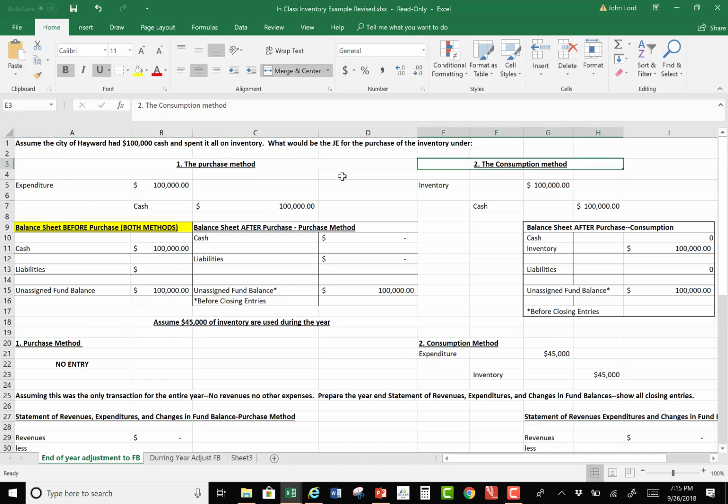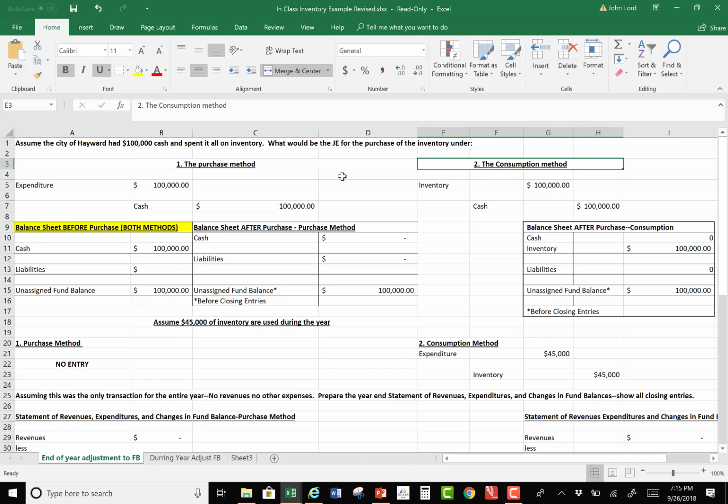Let's take a look at this first highlighted thing. Balance sheet before the purchase of an inventory, both methods. So for both methods, the balance sheet looks the same. Before any purchase of inventory, this government has $100,000 cash, no liabilities, and we're calling the entire $100,000 unassigned fund balance, meaning they can use it for whatever purposes, right?